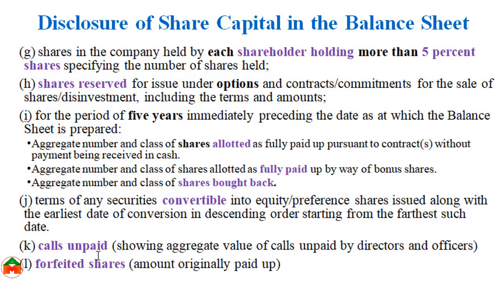We can also disclose the calls unpaid. That means you have to show the aggregate value of calls unpaid by directors and officers. And if there are any forfeited shares that were already partly paid by some shareholders but they failed to provide the full amount of par value, then you can also disclose those types of information. So these are the issues you can disclose in the notes to the share capital in the notes to the financial statement.